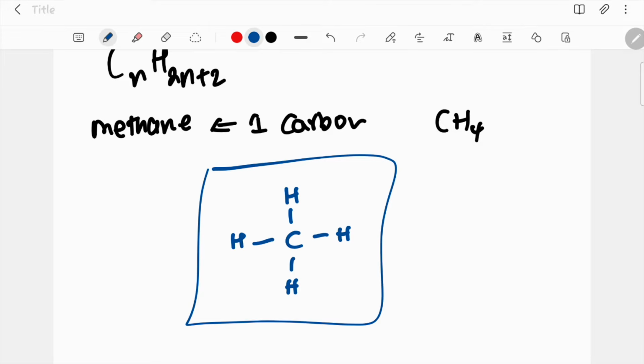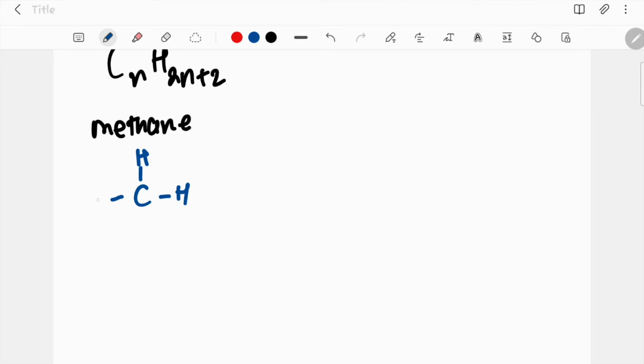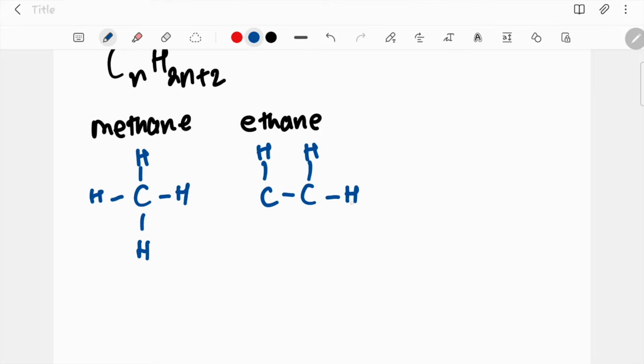Okay, let's have a look at the other ones. Let me structure these notes like this. Methane is going to be C, H, H, H, and H. Let's look at ethane. Ethane has 2 carbons. If it has 2 carbons, I'm going to start off with the carbons, and then surround it with hydrogens all around.